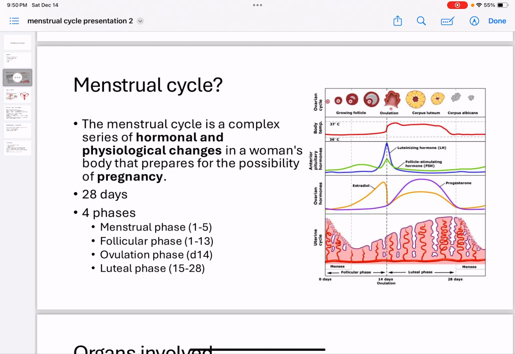The menstrual phase, the follicular phase, which overlaps with the menstrual phase, and then ovulation phase, and then finally luteal phase. It's okay if these terms sound a bit unfamiliar to you. By the end of the day's lesson, you're gonna know more about these phases.